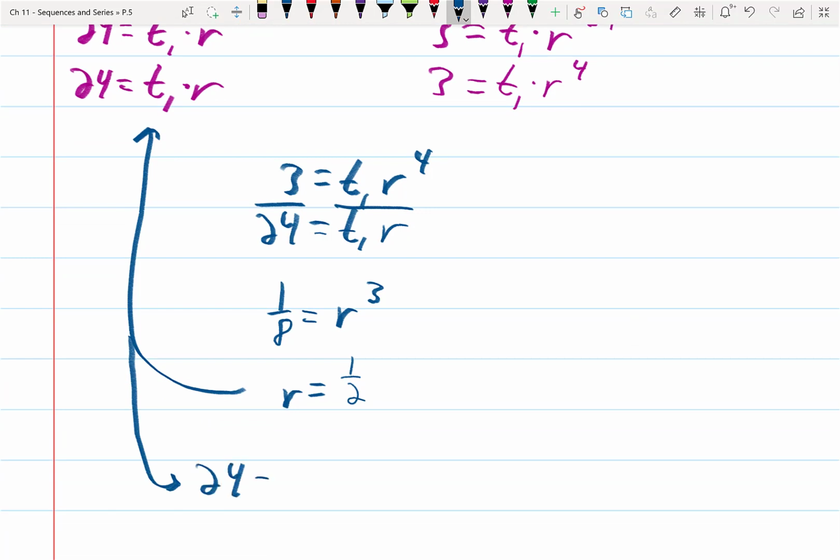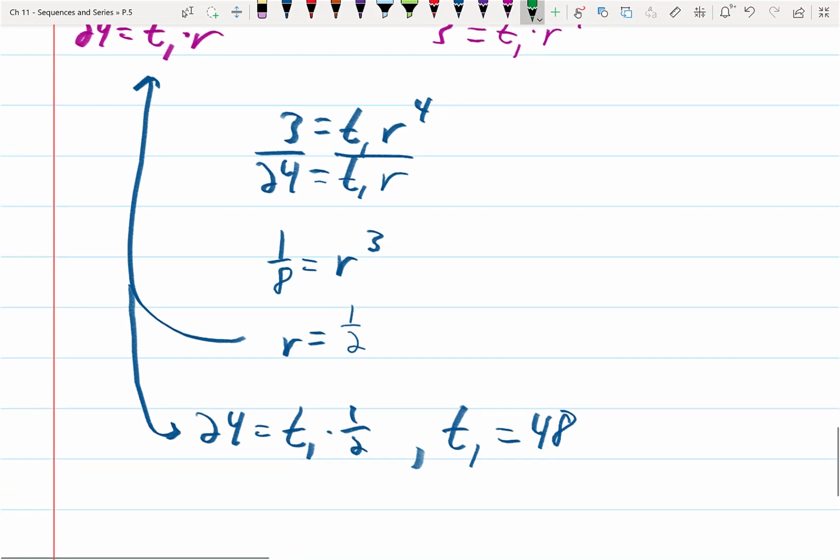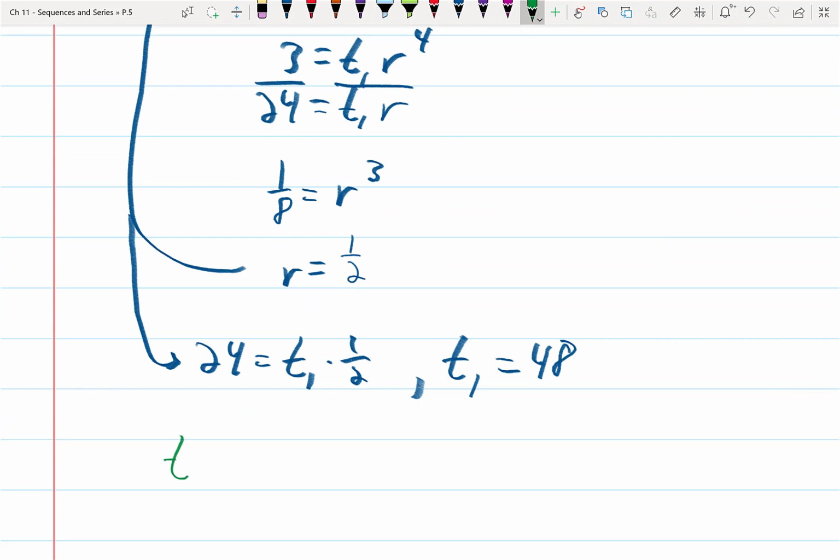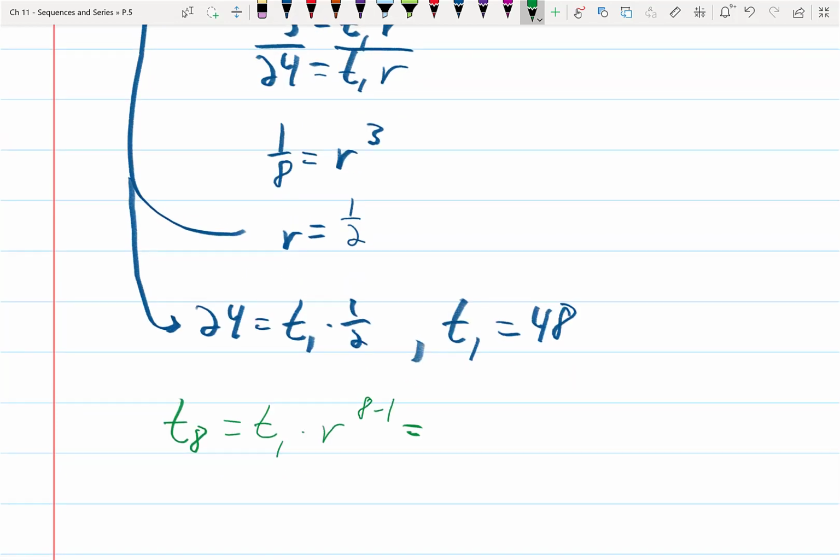We're going to get 24 is equal to t sub 1 times 1/2, or t sub 1 is equal to 2 times 24, 48. So now I have t sub 1, and now I have r. The question asks for t sub 8. So we're going to go back to t sub 8 is equal to t sub 1 times r to the 8 minus 1. And I'm going to substitute some values in. T sub 1 is 48. R is 1/2 raised to the 7th.